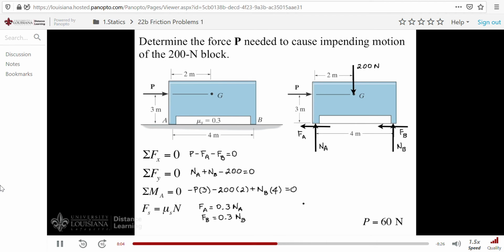Now we have our 5 equations with our 5 unknowns. And one way to solve it is to realize that I can substitute F sub A and F sub B up into here with these terms. The 0.3 can be factored out, and we can write this equation in the following format. P is equal to 0.3 times N sub A plus N sub B.